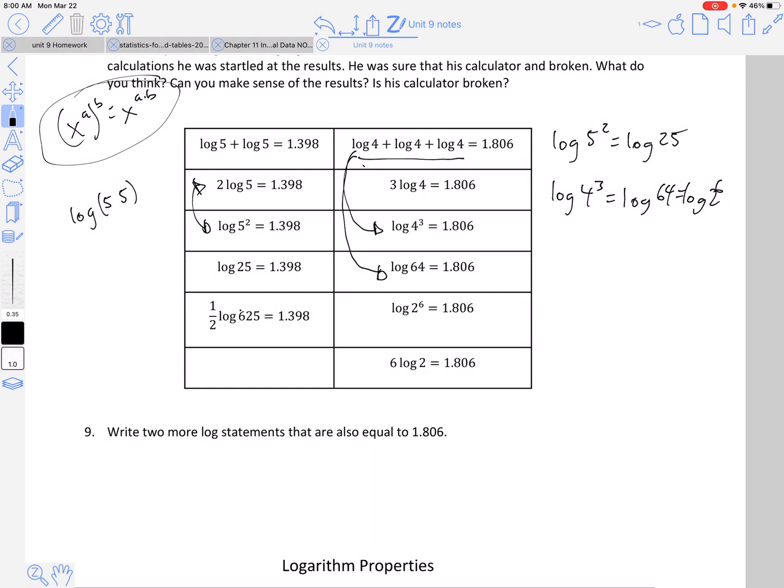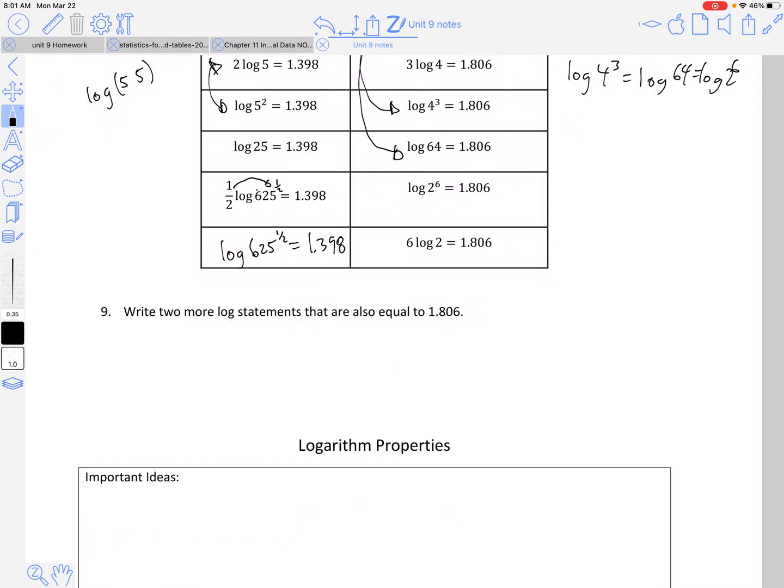Now, where's this 625 coming from? Well, notice if we move this up here, we could have log 625 to the 1/2 should also be 1.398. Check that in your calculator, but that's the square root of 625, and it's kind of a cool fact there.